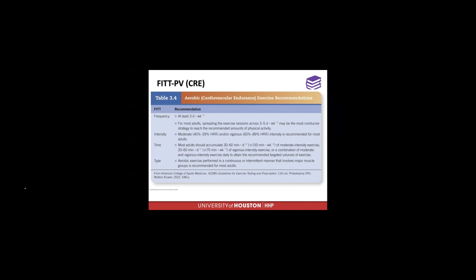Ideally, we want people to accumulate at least 150 minutes per week of moderate intensity exercise, or some combination thereof of moderate and vigorous intensity exercise. There are additional benefits for the person beyond 150 minutes, but we have really solid evidence that 150 minutes will significantly reduce the risk of developing these cardiometabolic renal diseases and improve somebody's health.